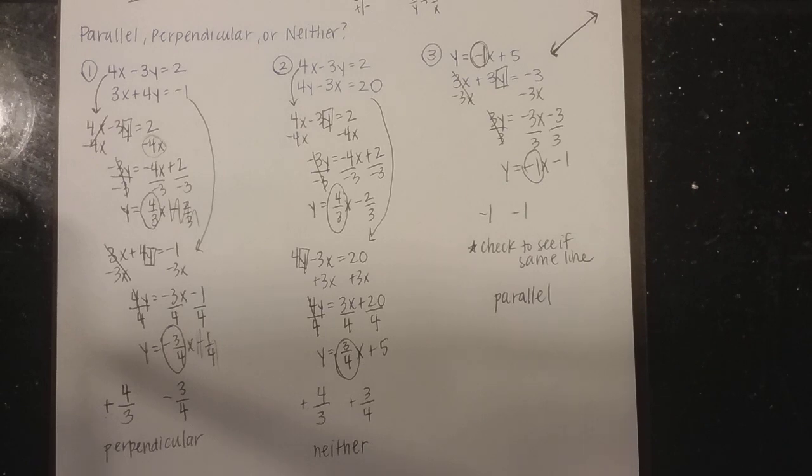So you're going to find your slopes, check to see if they're the same, or if they're opposite reciprocals, or if they're neither. And then you know if it's going to be parallel, perpendicular, or neither.